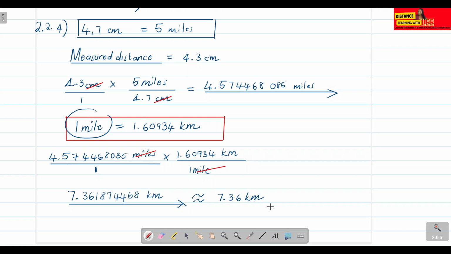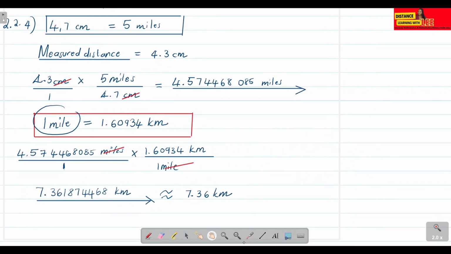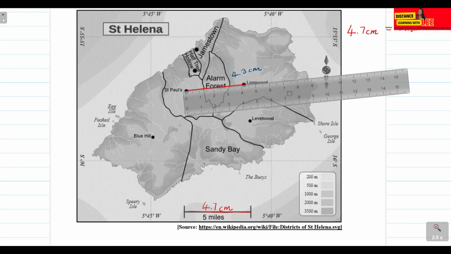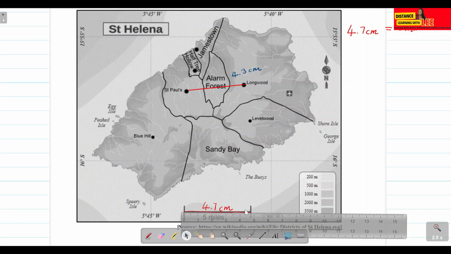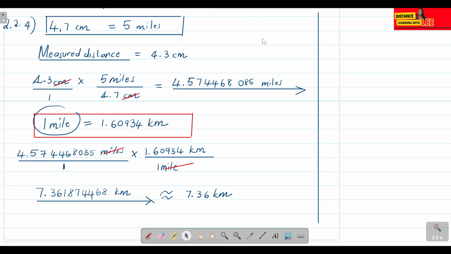So how would they mark this question? I'm going to quickly give you the answers that you should get if you printed the worksheet and you have the hard copy. When you measured the distance, you were supposed to get 3.2 centimeters if you have the hard copy. So in this case, you were supposed to write 3.2 centimeters is equal to 5 miles.